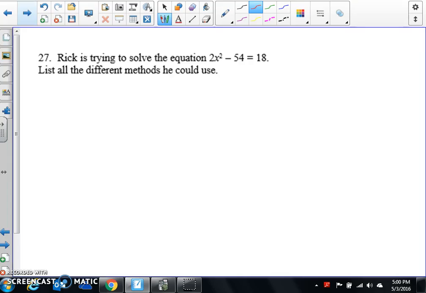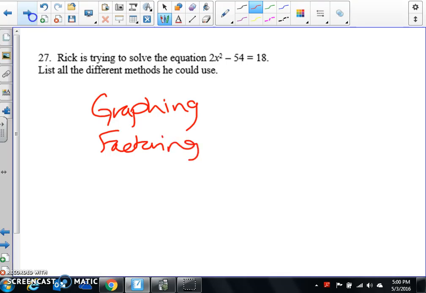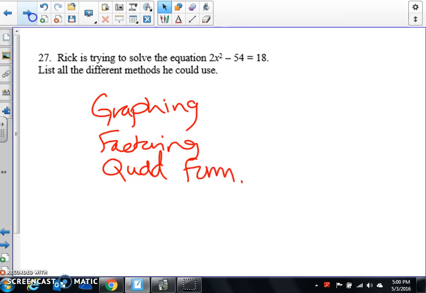All right, Rick is trying to solve the equation, list all the different methods. He could do it by graphing. He could do it by factoring. And he could also do it by using the quad formula. All right, so you have all these different methods to solving quadratics.